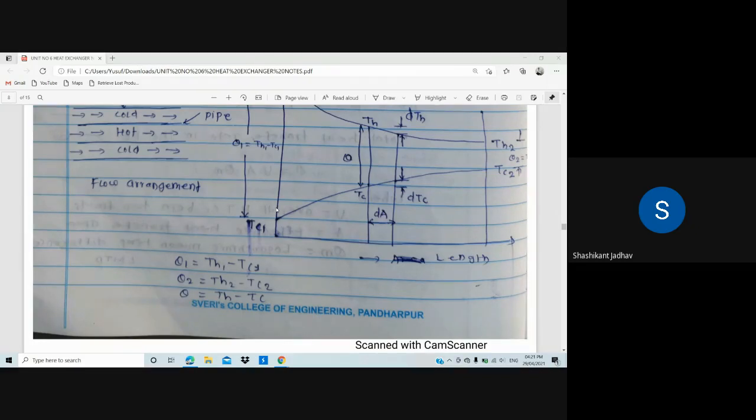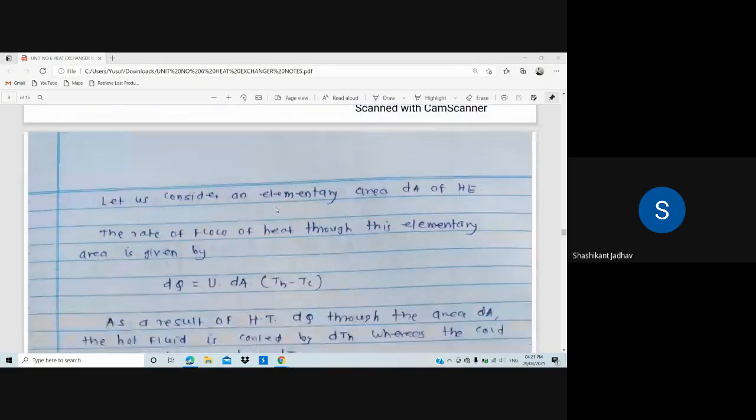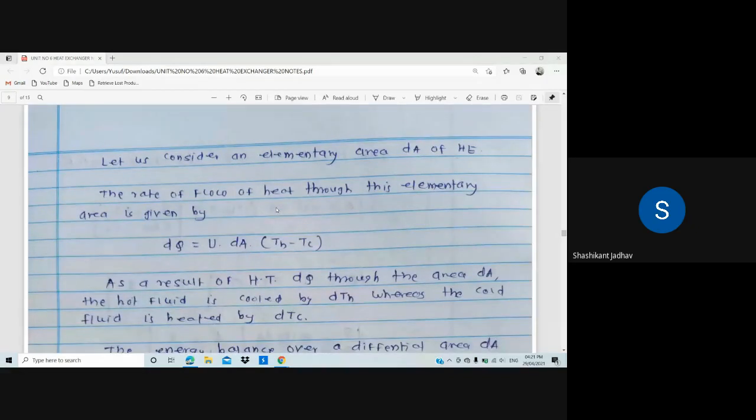Okay, so this is the parallel flow exchanger. आपल्याला parallel flow साठी analysis equation find out करायचं आहे. Okay, so we have to find out the equation, so let us consider a small area, तर small area साठी आपल्याला equation मिळेल.